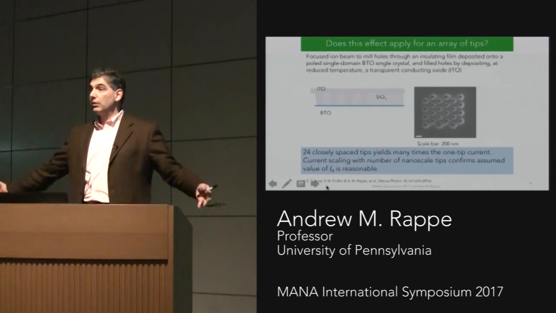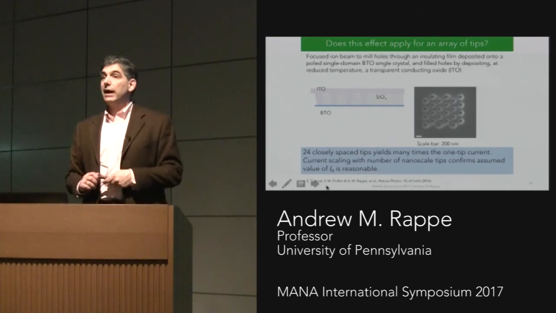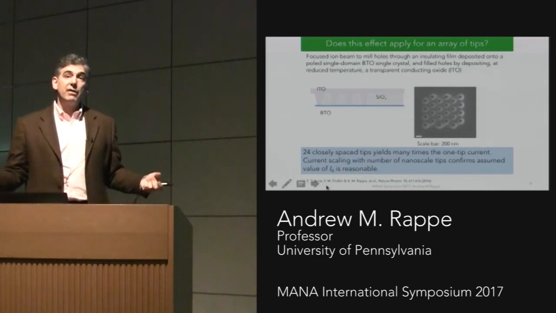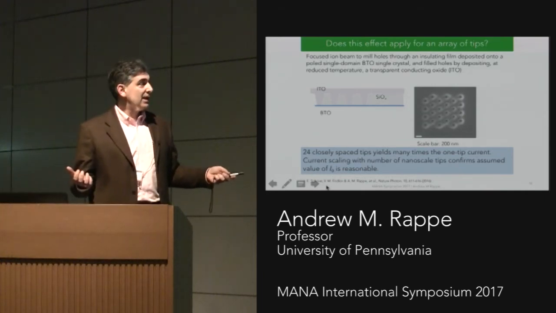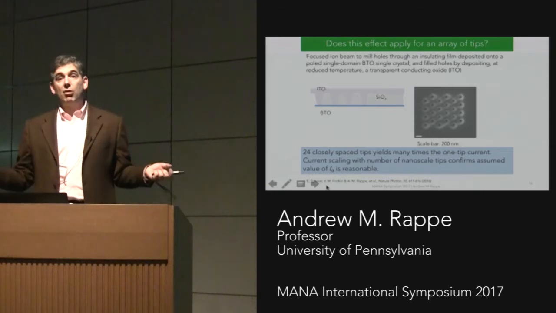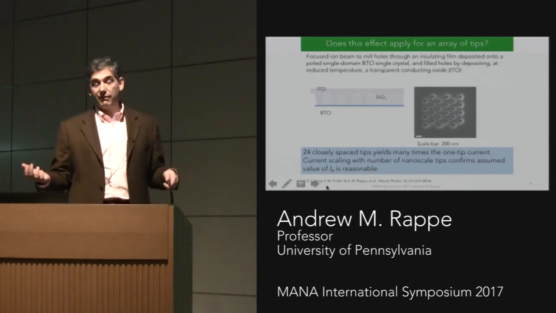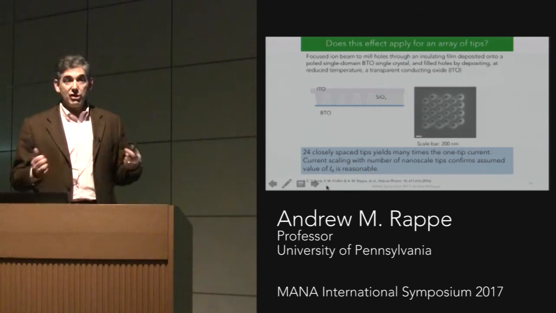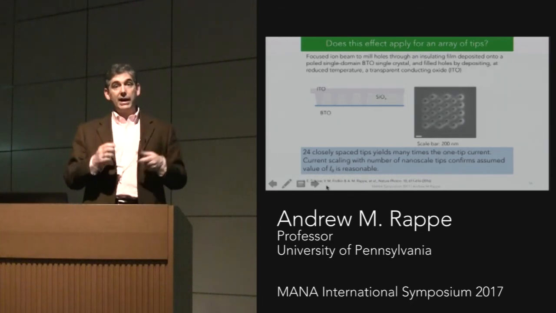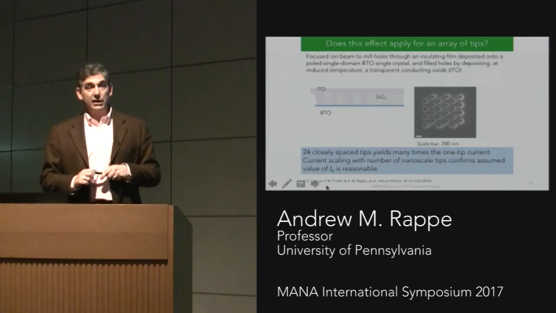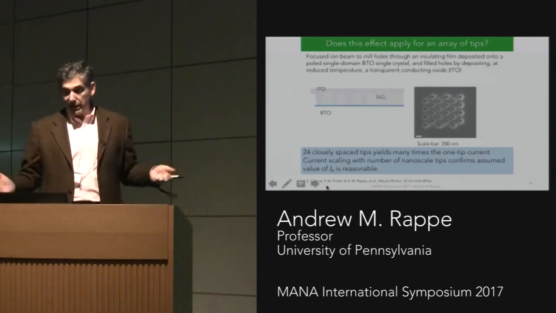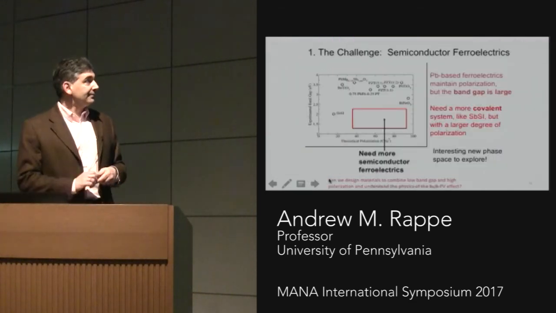So if the one tip was really pulling in carriers from a wide area, the 24 tips that are just spaced by a couple hundred nanometers would all share the same current, and you would get no real increase. But an increase by a factor of 5 or 6, something like this, shows that these tips are getting current each from their own little region, and that the thermalization radius that we propose is accurate.